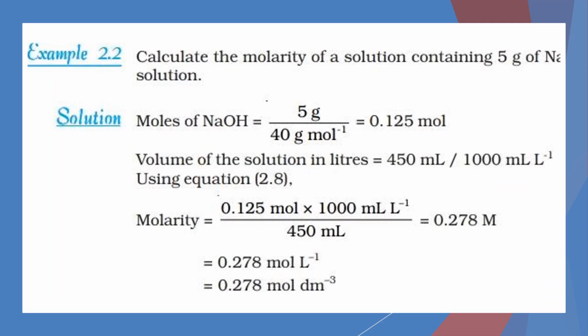This is another numerical I have taken from the NCERT book. Calculate the molarity of a solution containing 5 grams of NaOH. I hope you can solve it now, because the mass of NaOH is given as 5 grams, and you can calculate the molecular mass of NaOH, that is 23 plus 16 plus 1, which is equal to 40. Volume is given, and then using the formula for molarity you can easily calculate it.